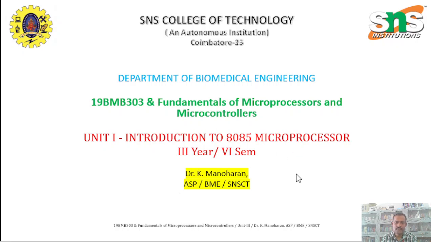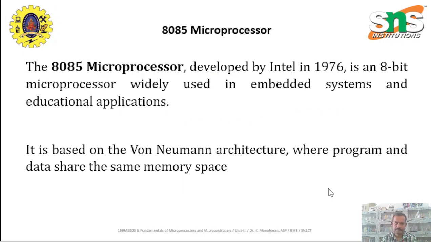So today in class we are going to discuss the Introduction to 8085 Microprocessor. So 8085 is an 8-bit microprocessor. This was the first commercially introduced microprocessor. The 8085 microprocessor was developed by Intel in 1976. It is an 8-bit microprocessor. It is widely used in embedded systems and educational applications.